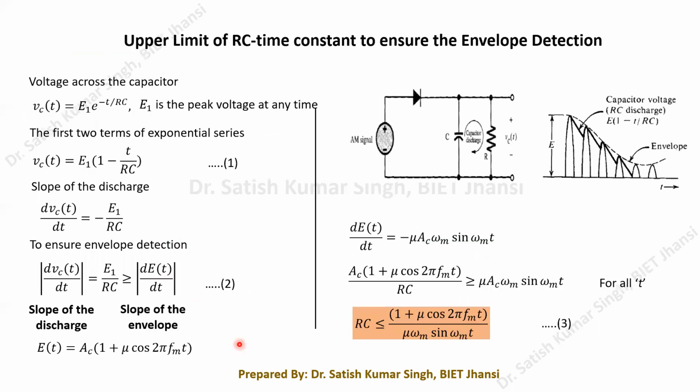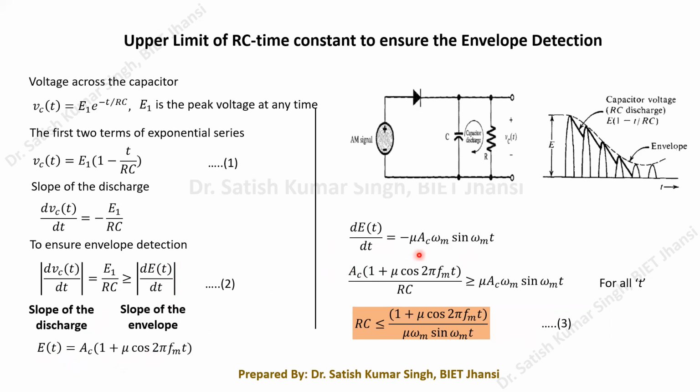You try to understand why we are writing that the slope of the discharge should be greater than or equal to the slope of the envelope. This is very important to understand. So basically, this e(t) is nothing but our envelope part. This envelope part is Ac(1 + mu cos 2 pi fm t) as we have defined. So we can calculate de(t)/dt, or the slope of the envelope, that will be equal to minus mu Ac omega m sin omega m t. You can calculate it easily, you will get this equation.